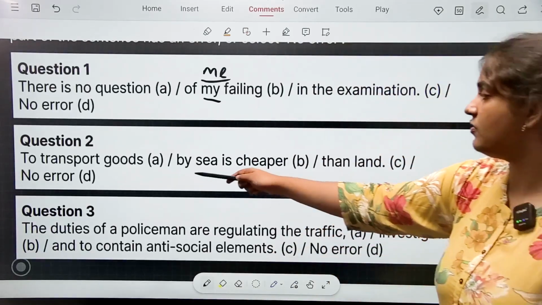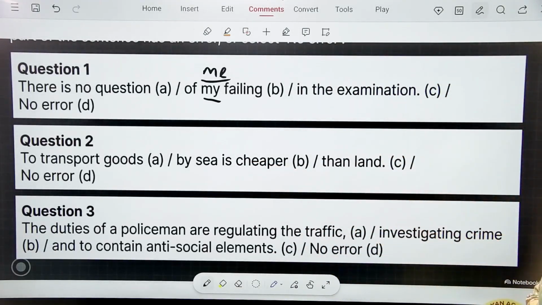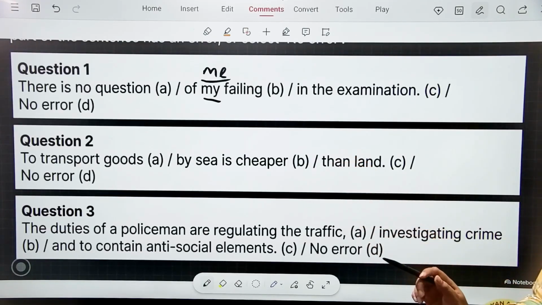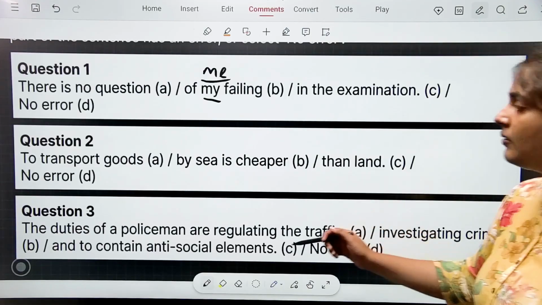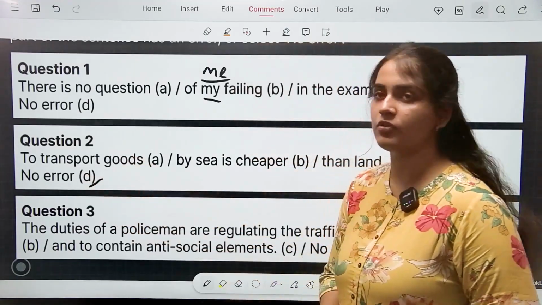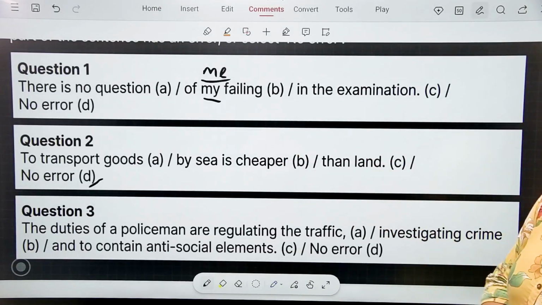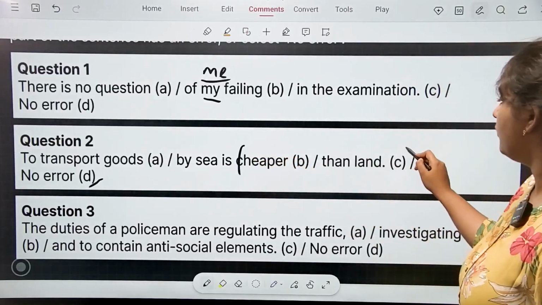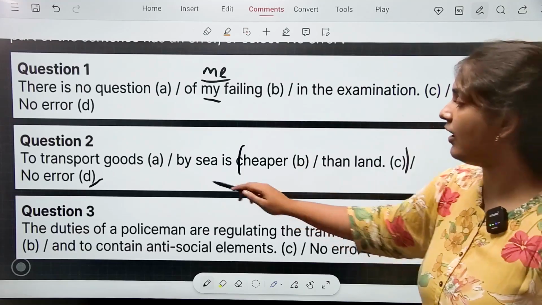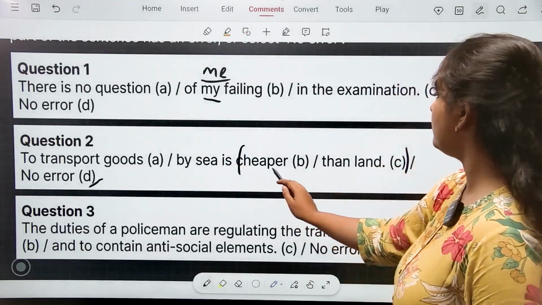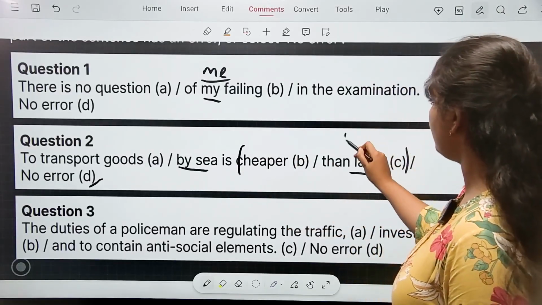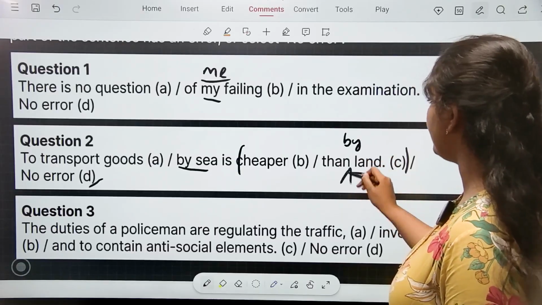Second, to transport goods by sea is cheaper than land. इसमें क्या गलत है? It seems correct, but first thing, before going into the rules, read this and try to find out आपको किसमें क्या गलत लग रहा है. Most of the time, many people go by no error. Don't directly jump to option D. Read this once or twice. To transport goods by sea is cheaper than land. इसमें they are making a mistake. यहाँ पे बोल रहे हैं to transport goods by sea. You have to make sure by sea, by land. It has to match. तो आपको यहाँ पे add करना पड़ेगा, by land.